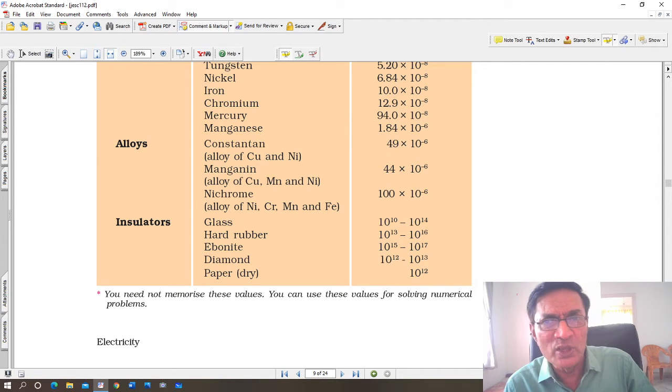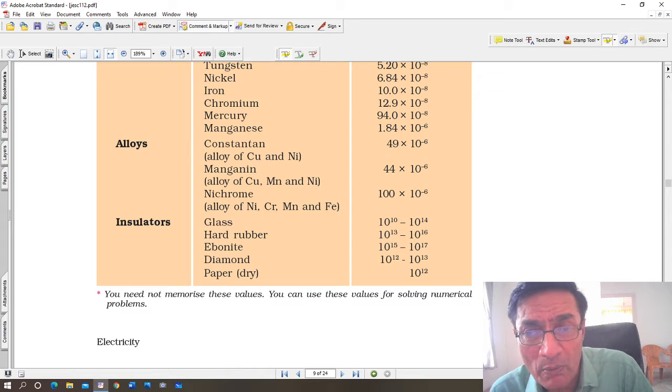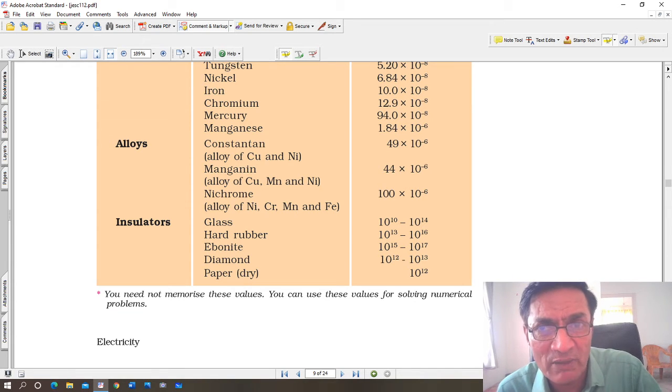And for insulators, look at the power: 10 to power 10 is positive now, there is no negative power anymore. Glass is 10 to power 10 to 10 to power 14, very high resistivity, it will not allow electrons to move, and therefore current will not flow.